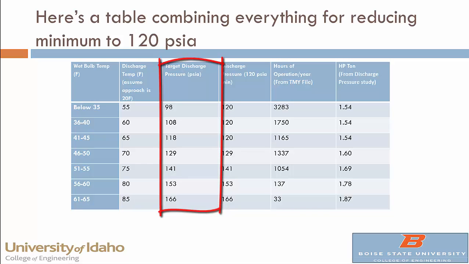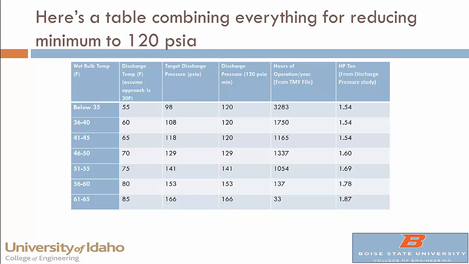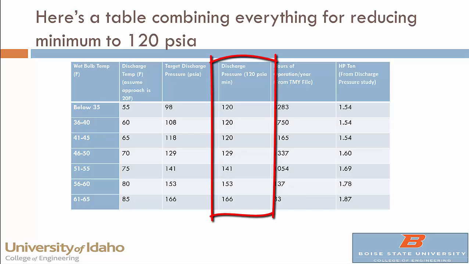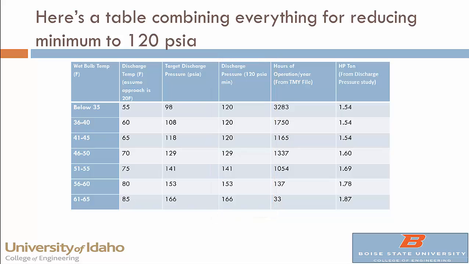Most systems have to have some kind of minimum pressure, and 120 psi is not uncommon. So I said, okay, 120 psi is the minimum. The target discharge pressure is where we'd like to be, but sometimes it can't be that low. So if it's below 120 in that column, we put 120 in this column. And then when you get up into the 46 to 50 degrees, the target pressure is higher, right? But it's still not 160. It wasn't until this last little bit that it was 166. It needed to be a little bit higher than the 160 psi that it was running at.